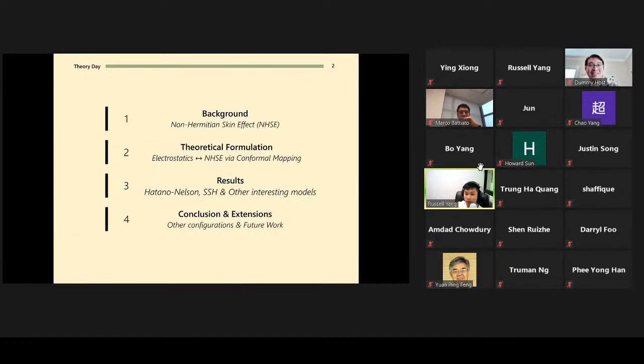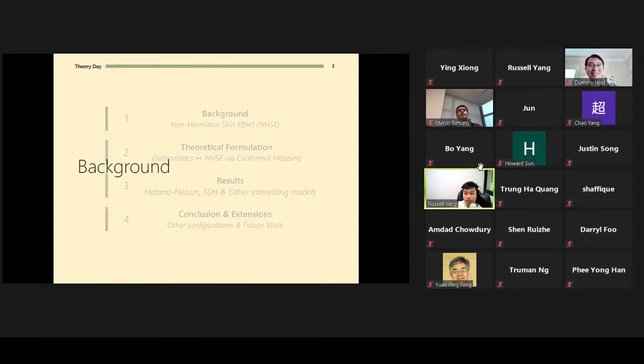So here's my content for today. I'll be giving a background on why non-Hermitian systems are interesting to study in the context of condensed matter systems, and I'll then give a theoretical formulation and basis for the direct electrostatics analogy and discuss our computational flow. This is followed by a presentation of our results, as well as future conclusions and extensions to our work.